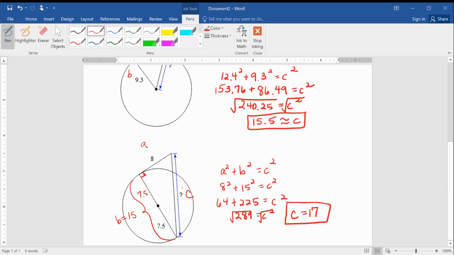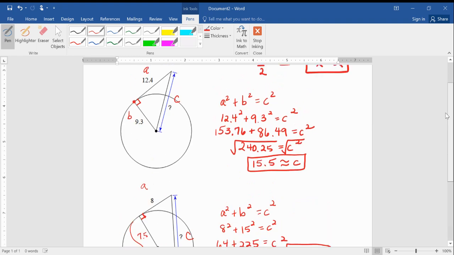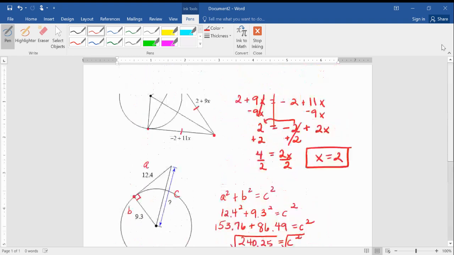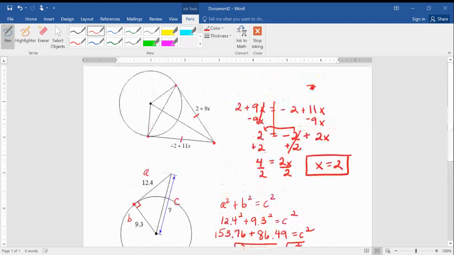So in summary, when you're trying to find the length of one side of a triangle that is made up of a tangent and a radius and another segment, we use Pythagorean theorem. And then when you're trying to solve for the value of x when you're dealing with two tangents, all we need to use is those two expressions set equal to each other and solve for x.